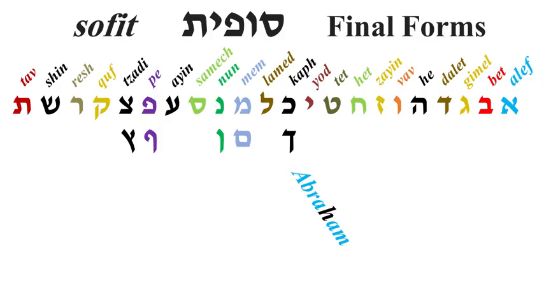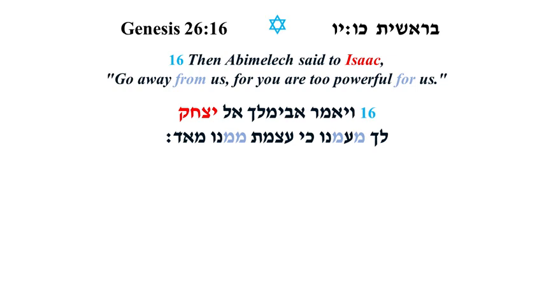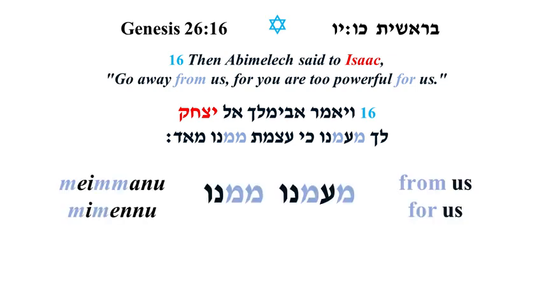Genesis 26:16. Then Abimelech said to Isaac, Go away from us, for you are too powerful for us. In this verse, you will see 2 words, Mimanu and Mimenu. And they are very similar. They both have double mems. They both have a nun and a vav, from us and for us. So because of the repeated word and the repeated mems, Mem Sophite is tied to Isaac.